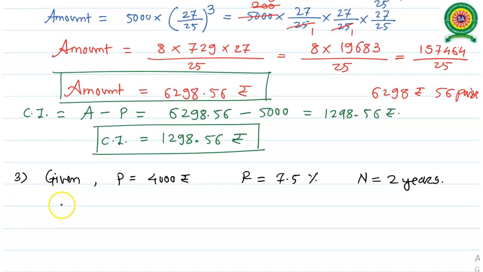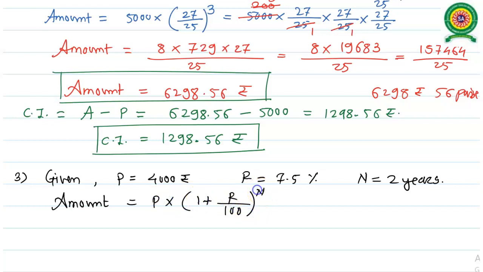Now we have the formula for evaluating the amount when it is compounded annually. Principal into 1 plus rate of interest divided by 100, whole to the power duration, that is n. So let's replace with the values. We have 4,000 as the principal, into 1 plus 7.5 divided by 100, whole to the power 2.